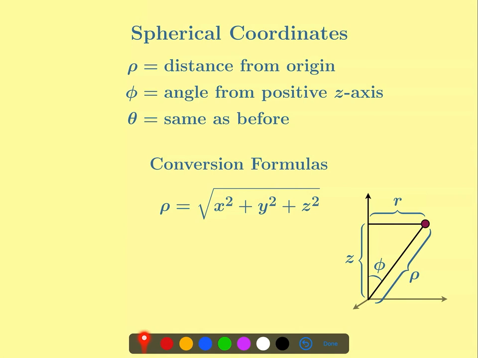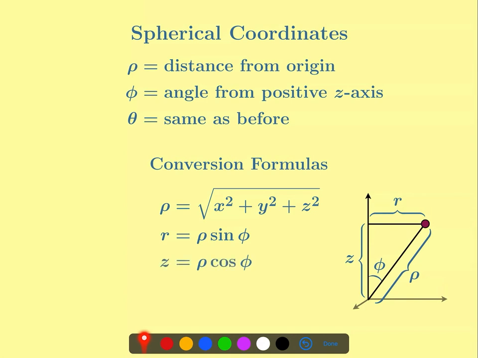Now, if we want to know something else, we can look at this picture and say, for example, sine phi is the opposite side over the hypotenuse of this right triangle. So sine phi is r over rho. So I can get r by taking rho sine phi. Again, sine phi is the opposite side r over the hypotenuse rho. Similarly, I can look at cosine phi here. That's z over rho. And so z is going to be rho times the cosine of phi.